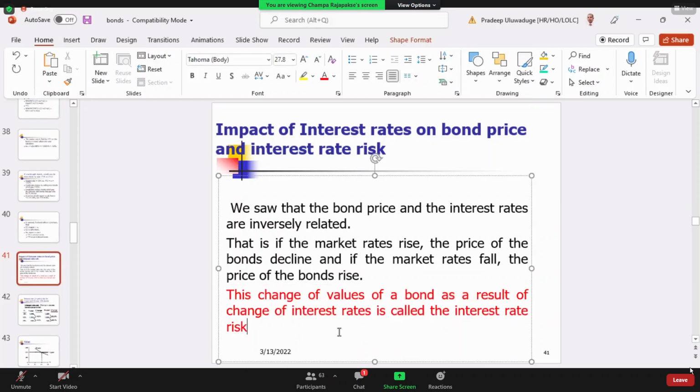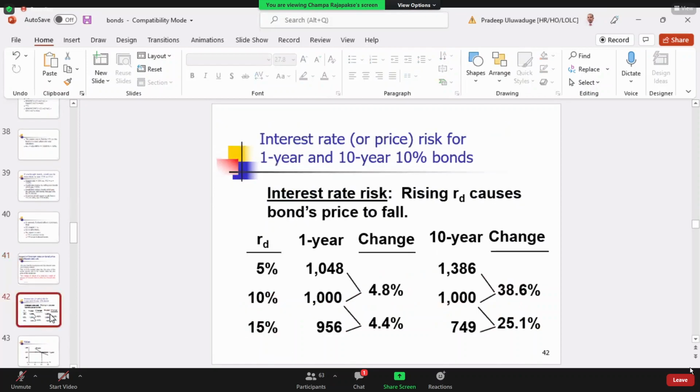So what is interest rate risk? This is the change in value of a bond as a result of a change in interest rates, which is called the interest rate risk. There may be short questions in the exam, very short questions carrying 2 or 3 marks, on these things. Interest rate risk.